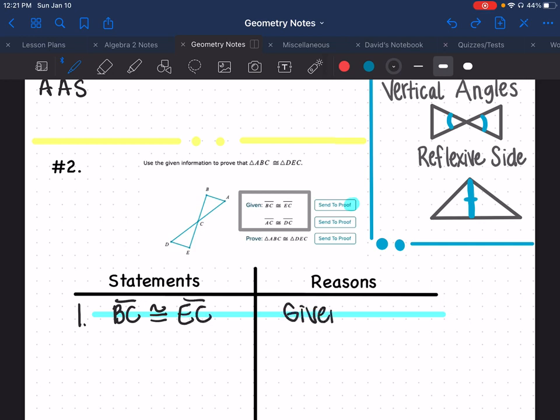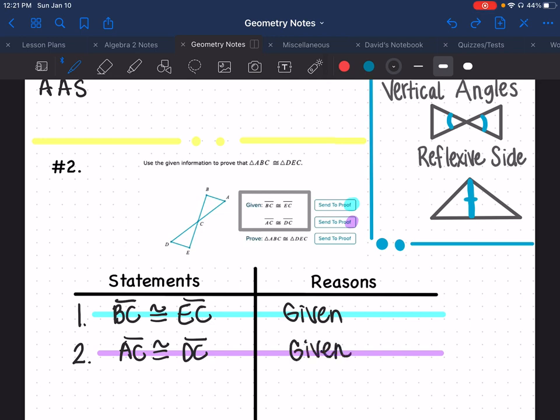This whole line will be filled out for you. Okay, that's the first one. Statement number 2, you're going to come to the second send to proof button and click it, and it's going to fill out this full second line for you, which is going to say AC is congruent to DC.